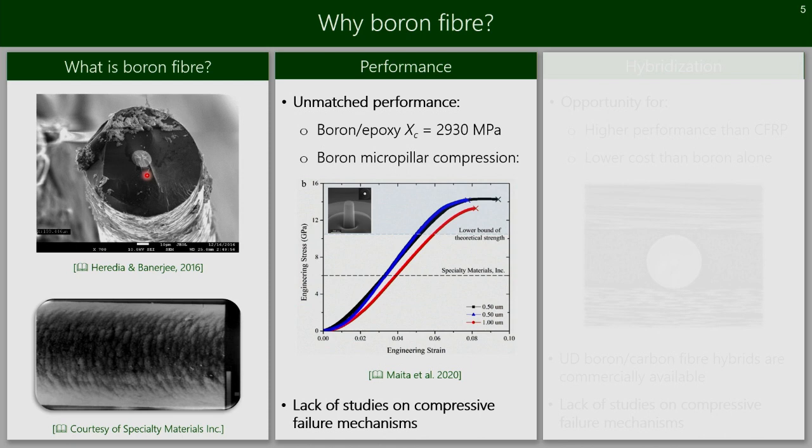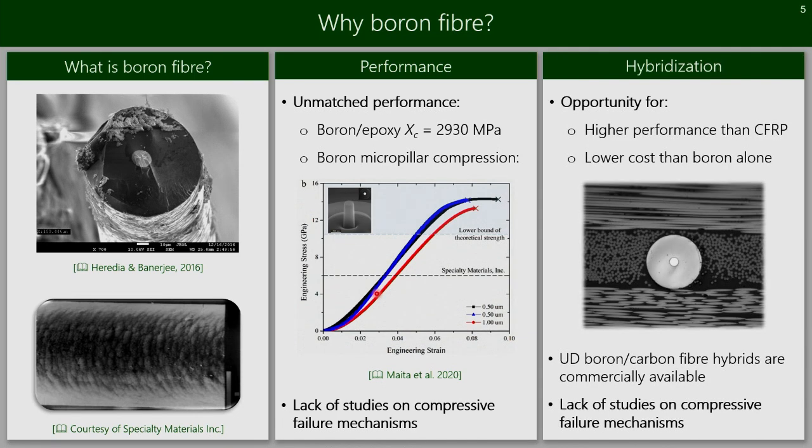And there is recent evidence that even the boron itself, the material composing the fiber, has exceptional properties under compression, especially if you compare it to carbon. But still, there is a lack of studies on understanding the compressive failure mechanisms of these materials. Also, we see hybridization as an opportunity to improve the performances of carbon fiber composites and have something which is less expensive than boron composites themselves. Now there are already commercially available carbon-boron fiber hybrids, but again, there is a total lack of studies on the way these materials fail under compression. This is the reason why we were interested in studying these materials.